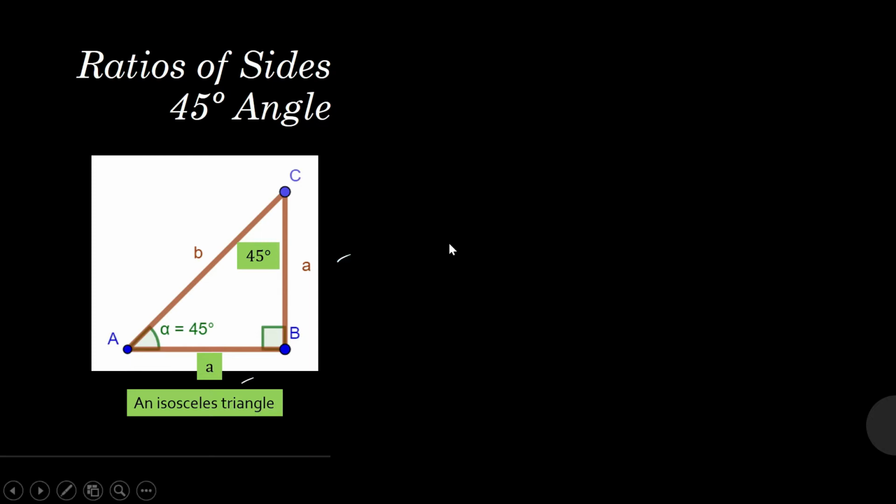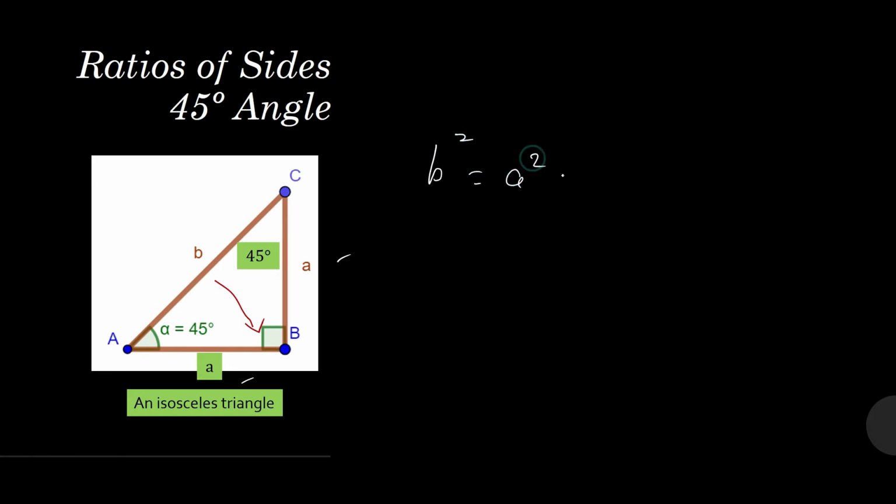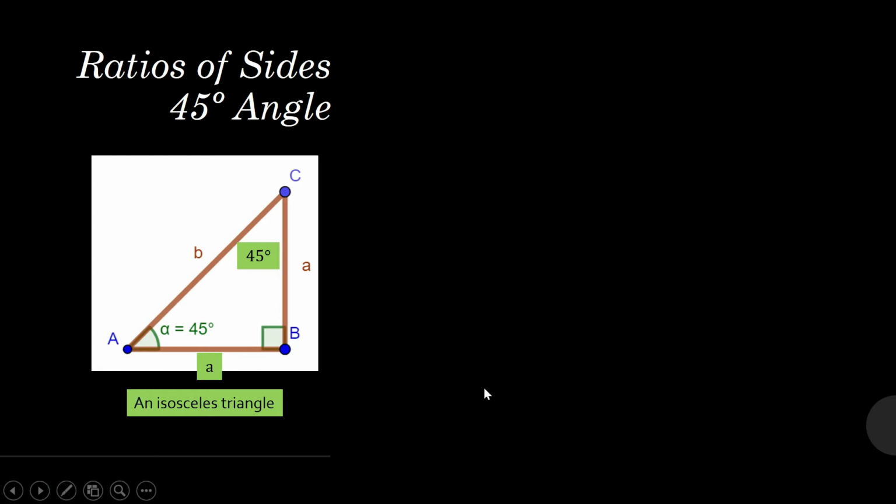Let us obtain the length of side B. Side B is your hypotenuse. The hypotenuse is the side of your triangle that is opposite your right angle. So what then is the length of B? B is equal to the square root of that, and that is equal to the square root of 2 times A. That is the length of our side B. So we are now prepared to obtain the ratios of the sides of your right triangle.